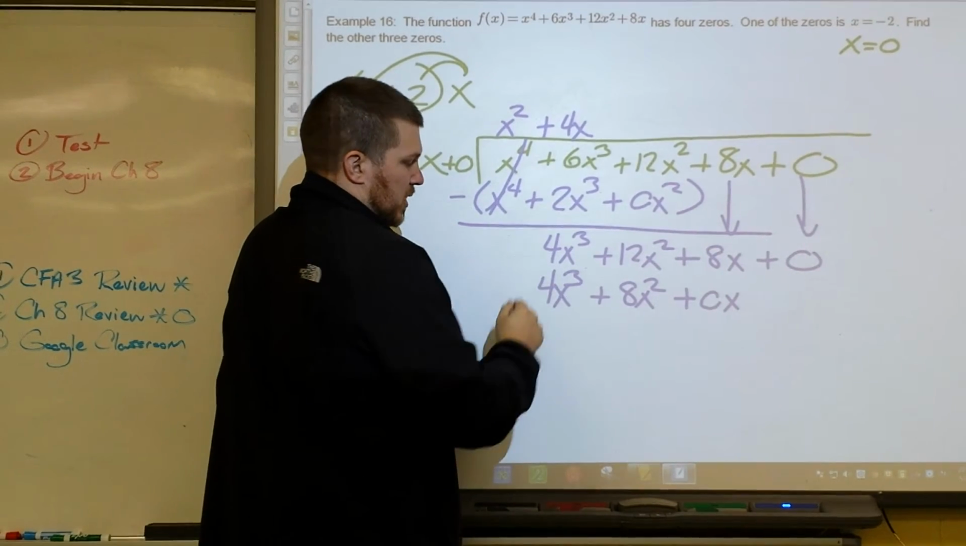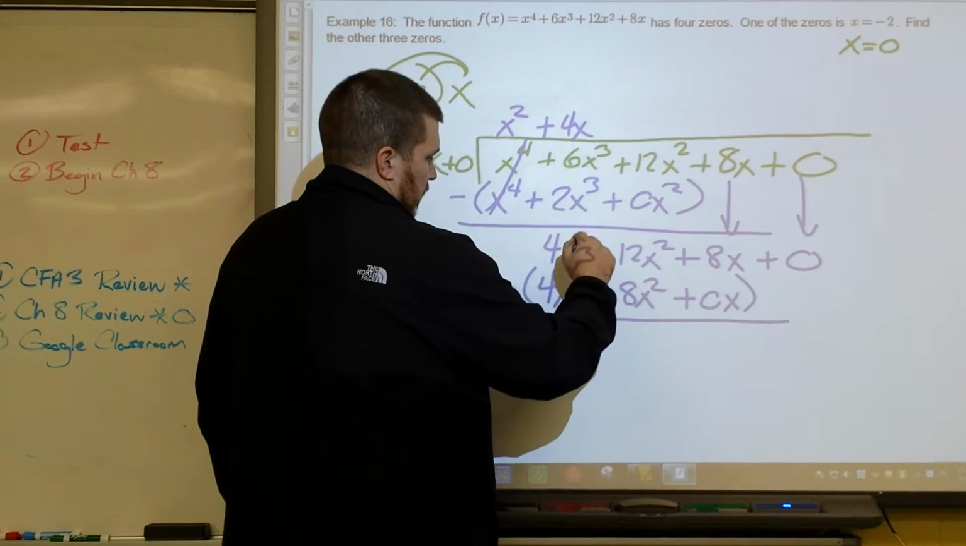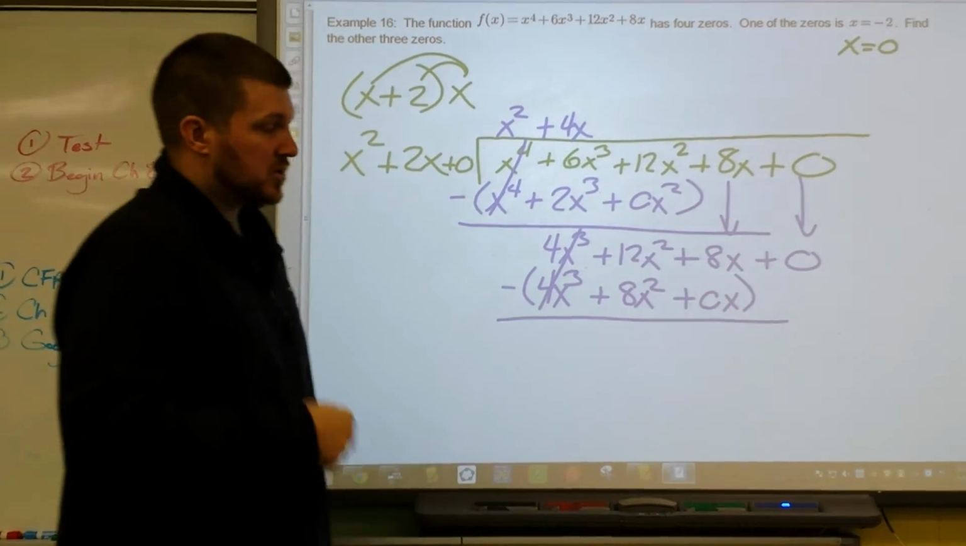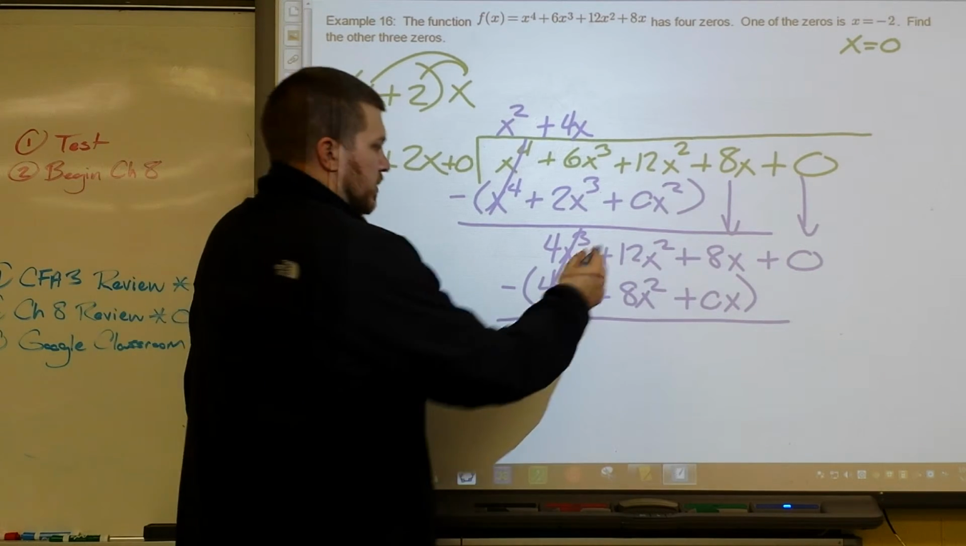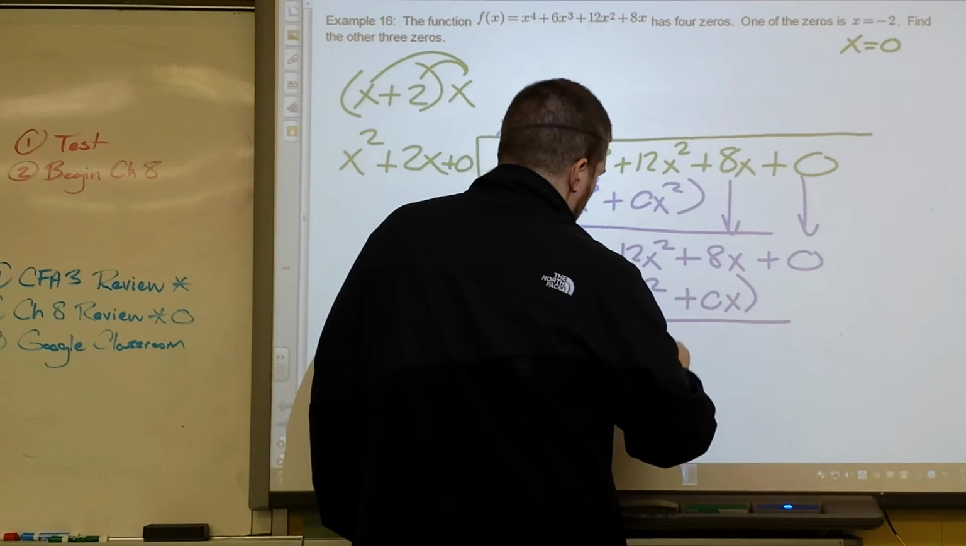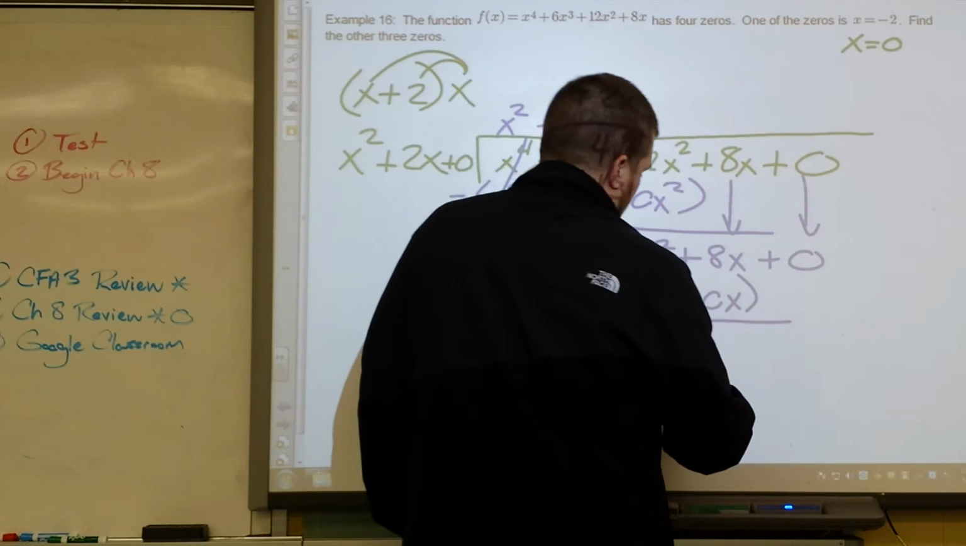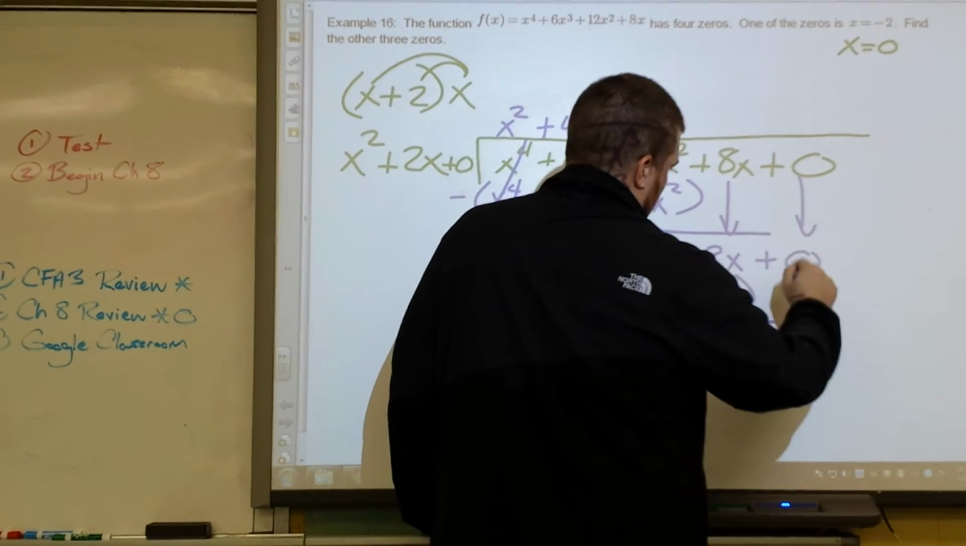Now that we finished the multiplication, we start subtracting. The first pieces should always cancel out if everything's going correctly, and it is. Now we start subtracting like normal. 12x squared minus 8x squared is 4x squared. 8x minus 0x is still 8x. We bring down the 0.